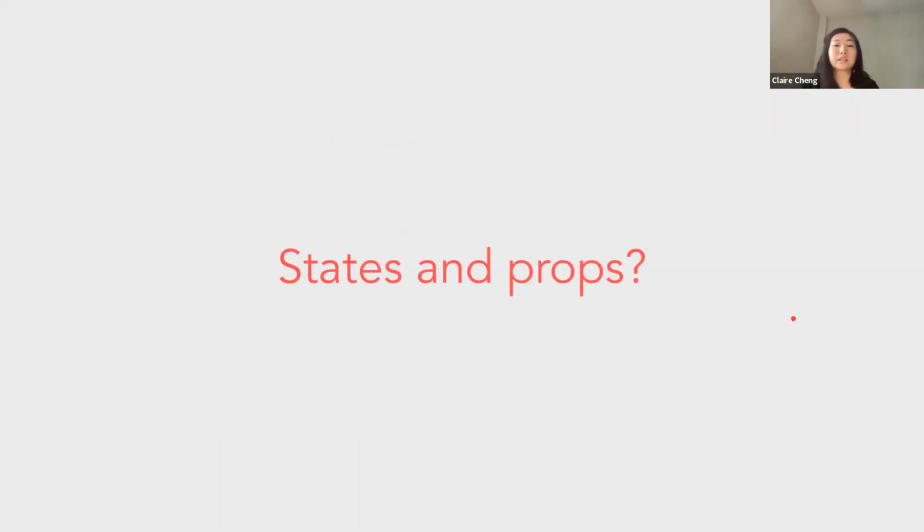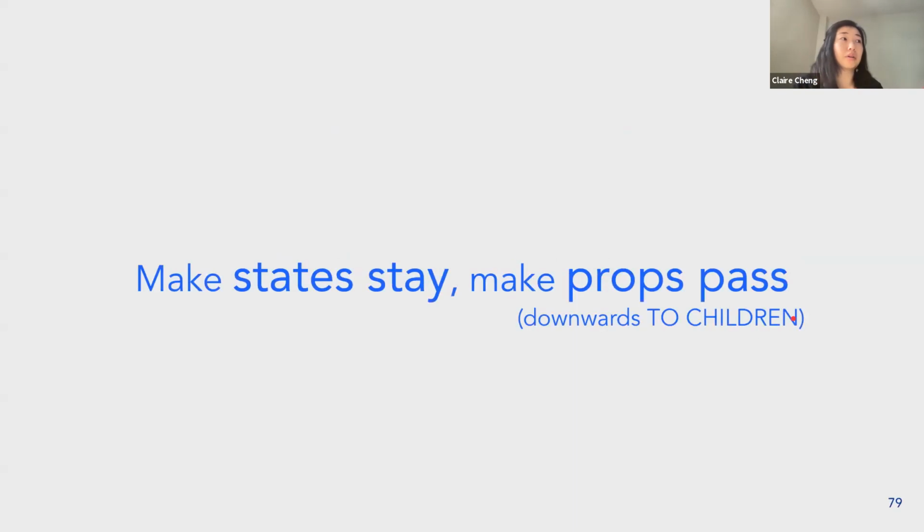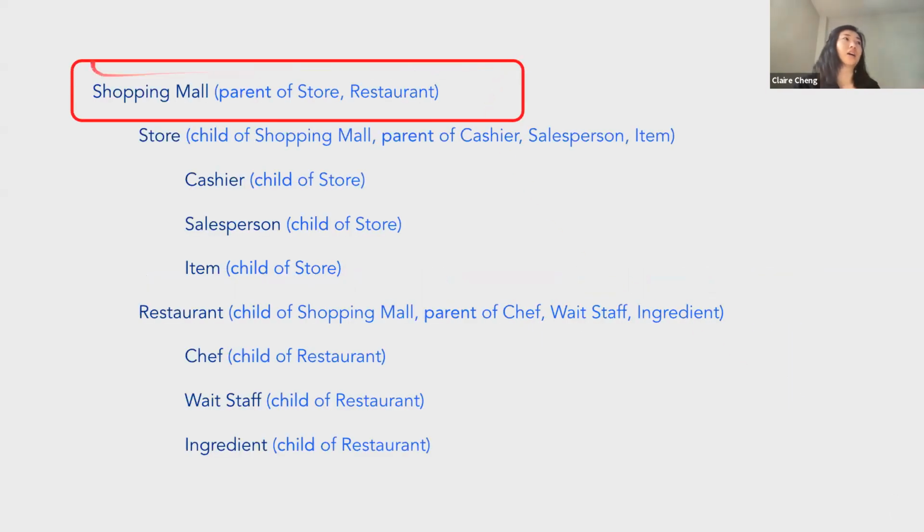So now let's bring it back to state and props. Remember that we want state to stay in the component and props to pass downwards to children. So let's look at shopping mall for now, basically the parent of everything in our app, and let's look at what state it might want to hold and what kind of props it might want to pass down.